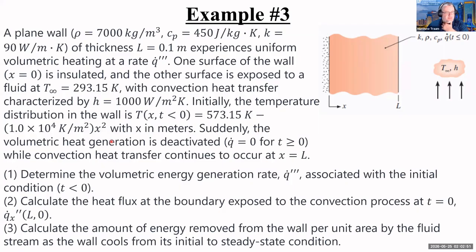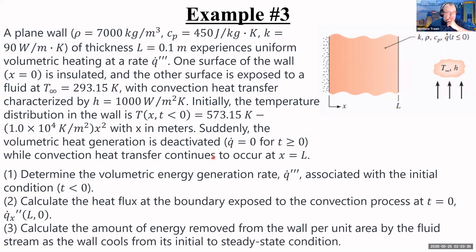Okay, and then suddenly the volumetric heat generation is deactivated, right? So it gets shut off at time equals 0. So q dot, which is that generation term, goes away as the problem starts. But of course, it was there before. And so this wall had some weird temperature profile in it, which is given by this equation. And I bet you that temperature profile now is going to settle down to a constant temperature. And we're going to be asked various things about what's the temperature at this spot at this particular time, or how much heat flux was pulled out of this thing to get it to a constant temperature. Interesting. Okay, so deactivated.